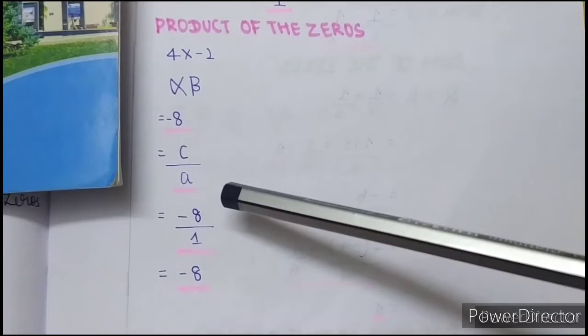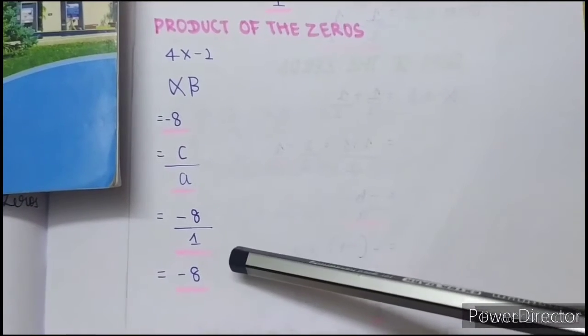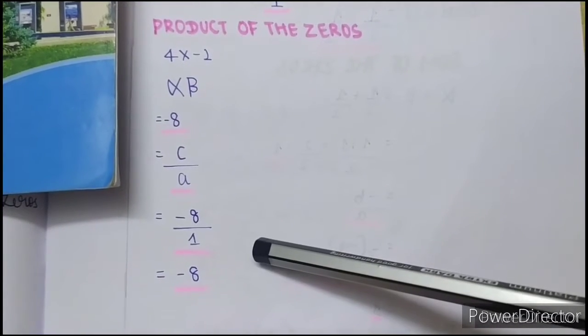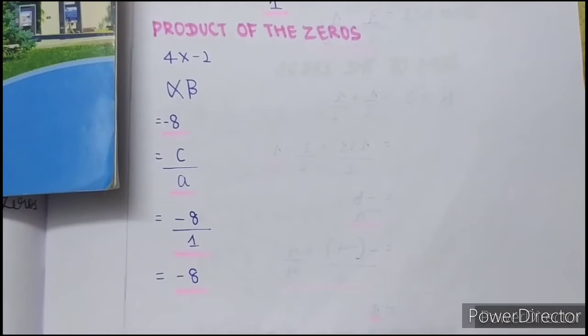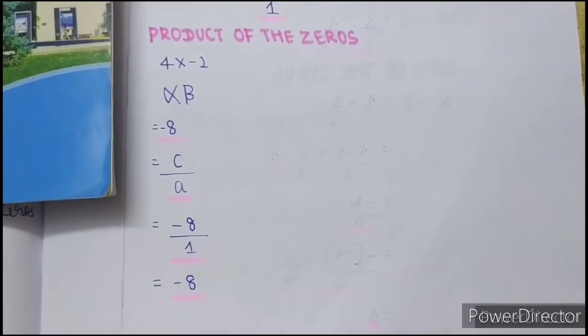So here c in this question is minus 8 and a is 1. So again it is minus 8. So we have verified the relationship between the zeros and their coefficients. I hope this question is clear to you.